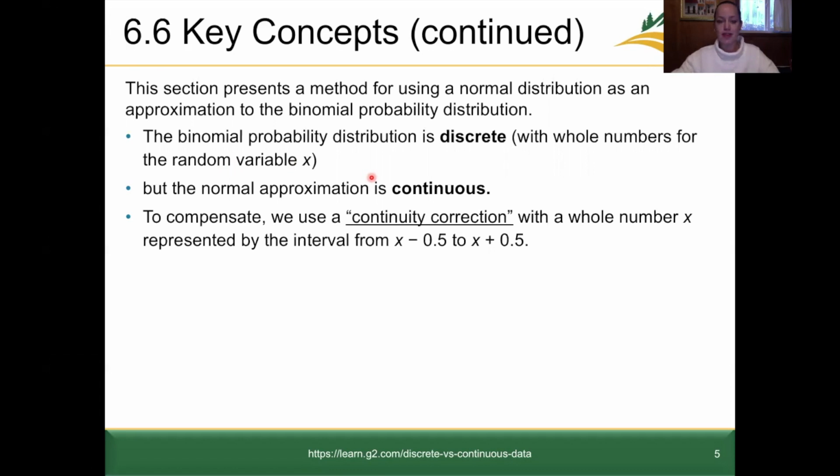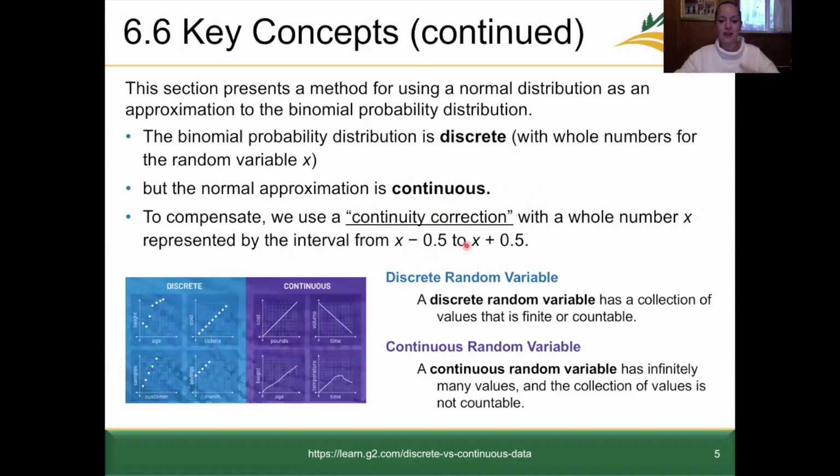So in order to compensate for this, we use what's known as a continuity correction. So we have a whole number x, which we'll do an example of, represented by the interval from x minus 0.5 to x plus 0.5. We will talk a lot more about this continuity correction today in this lecture.